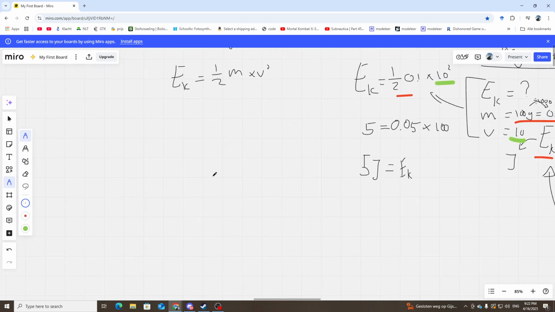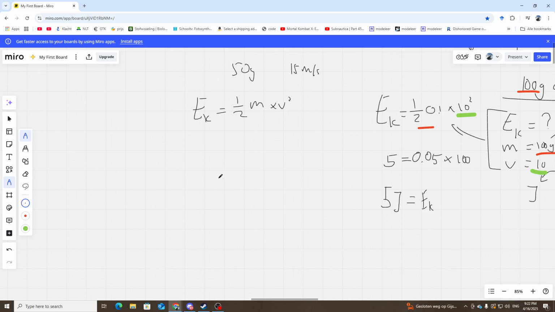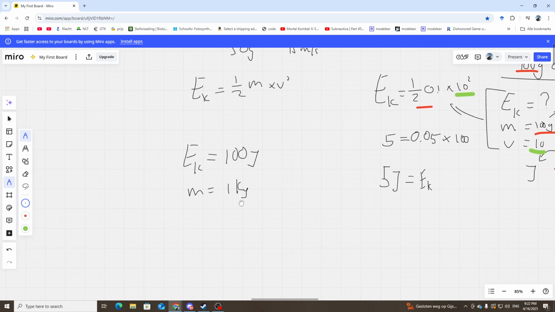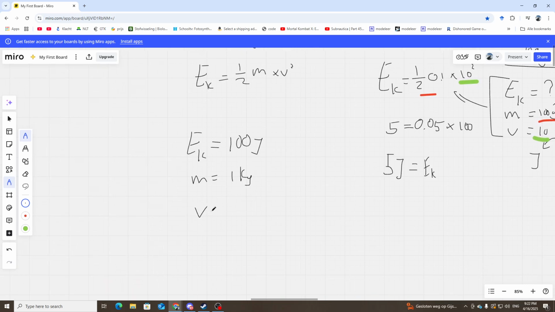Okay, another thing that you might be asked to do is that, for example, I can tell you I have a scootmobile that is moving with 100 joules of kinetic energy. And it has a mass of 1 kilogram. It's a very light scootmobile. Don't question it. We're in the future. And my v is unknown. You can be asked to calculate v.